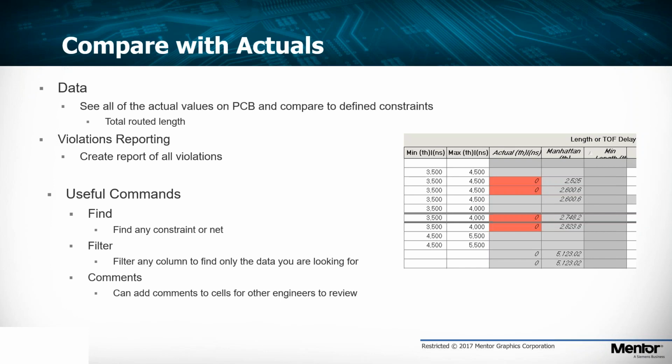And like I said, this is all a spreadsheet-based system. You have useful commands such as find. We can find anything within the Constraint Manager. Filtering, just very similar to Excel. We can filter on there. You can copy and paste. You can do the drag down just like in Excel to copy from multiple cells. And then we can add comments to cells for engineers to review. So if we add a comment in the Schematic tool, Constraint Manager, that will pass along, and the layout engineer can actually see that comment and understand why or where a certain constraint is.